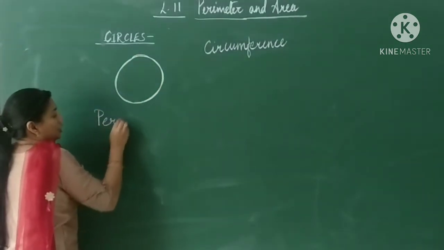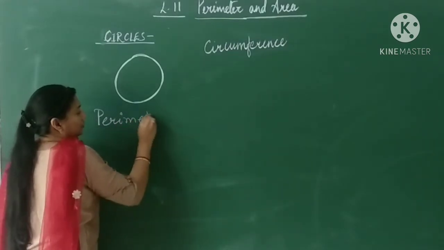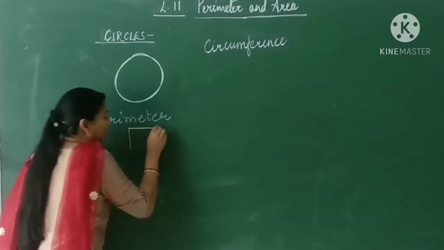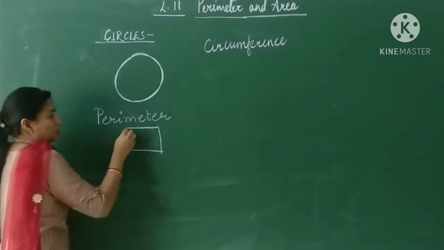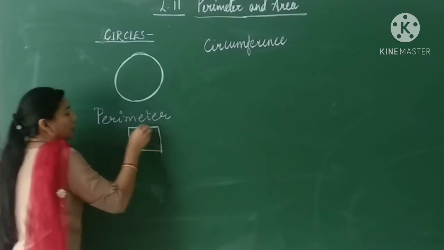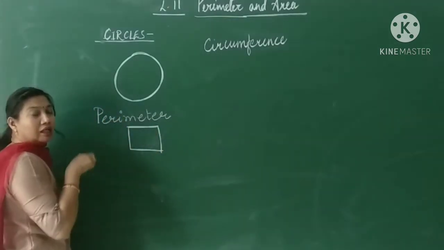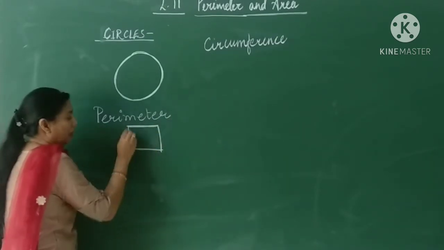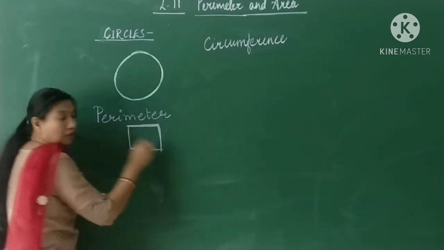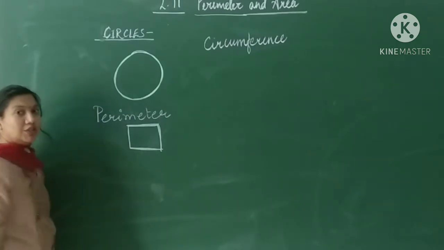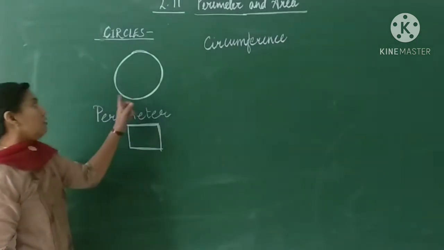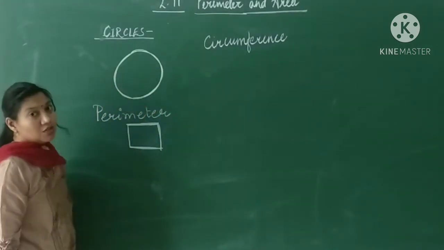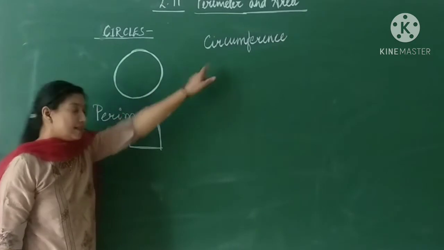That is actually its perimeter. What is perimeter? The boundary of any shape, for example a square shape. When we fence around a square field, what we call it is perimeter. The boundary of the shape is called its perimeter, which you had studied in your previous classes. Now this is the circular part of the circle that is known as circumference.